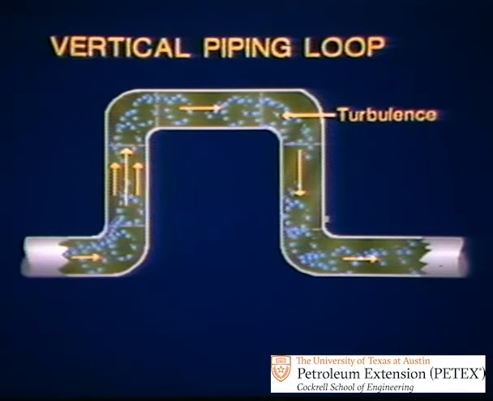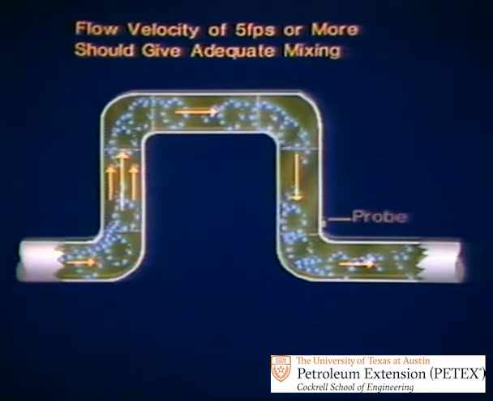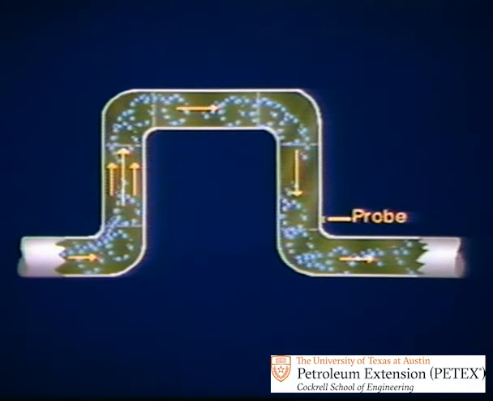A vertical piping loop in the line can also cause mixing. Turbulence at the elbows mixes the stream. A flow velocity of at least 5 feet per second should give adequate mixing of light crudes flowing in vertical piping loops. Also, in a loop, locate the sample probe in the exiting leg of the loop to take advantage of the elbows.